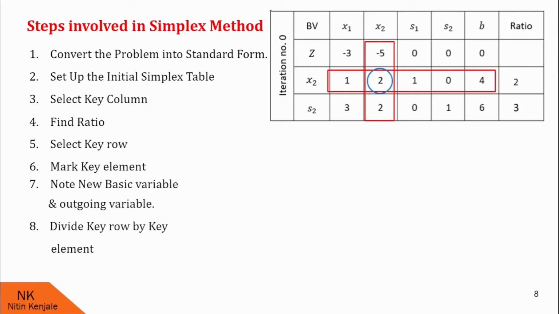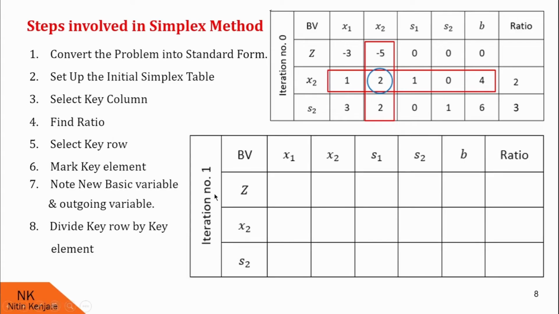Here we are going to divide key row by key element, and we will write that calculation in the next iteration table. The next iteration number is iteration number 1. After dividing this key row by key element 2, we will get 1 here, 1 by 2 here, 1 by 2 here, 0 by 2 is 0, 4 by 2 is 2. Note that we will not carry forward the ratios entries from iteration number 0 to iteration number 1. We will discard them here only.